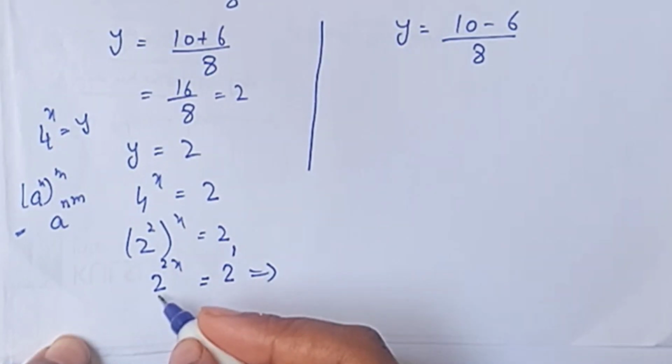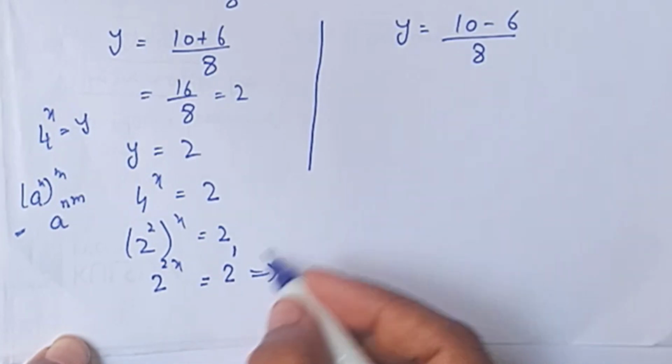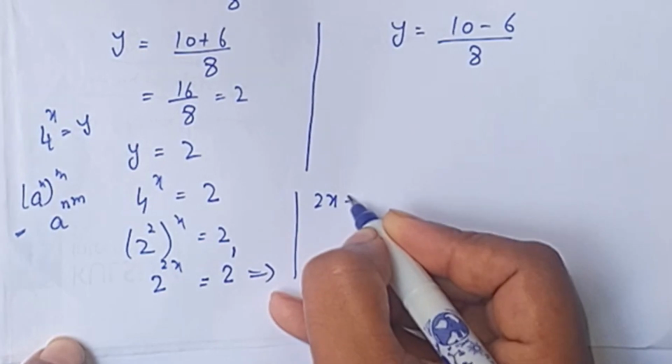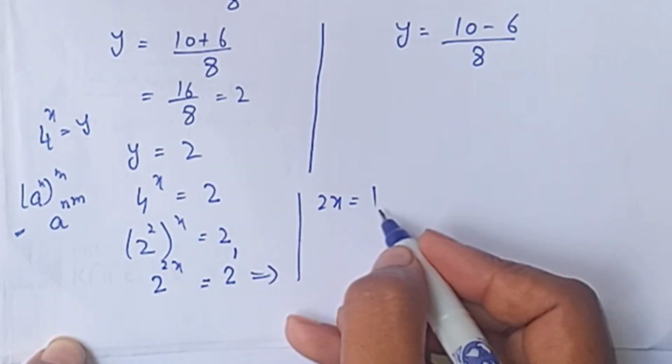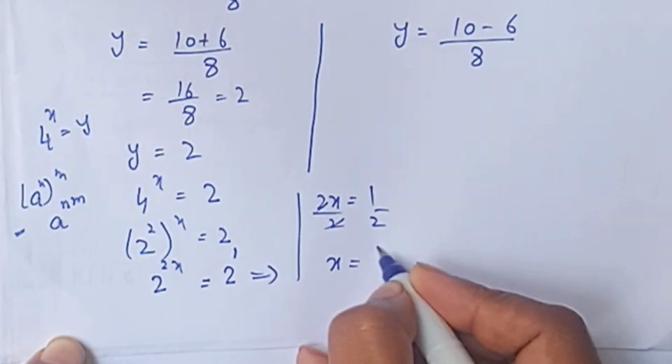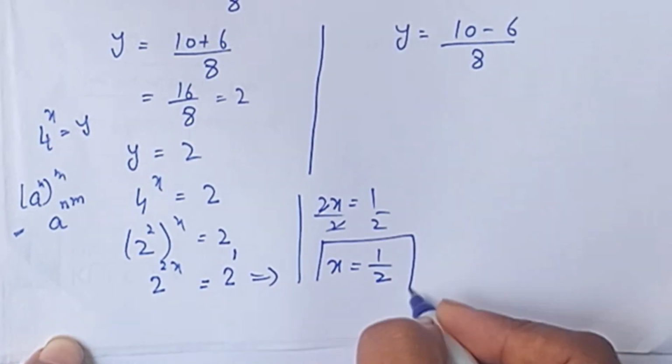Now look at this, the bases are the same, so we can compare their exponents. So 2x is equal to 1. Now divide this equation by 2 on both sides. The 2 and 2 cancel, we get x equal to 1 over 2. So this is our one answer.